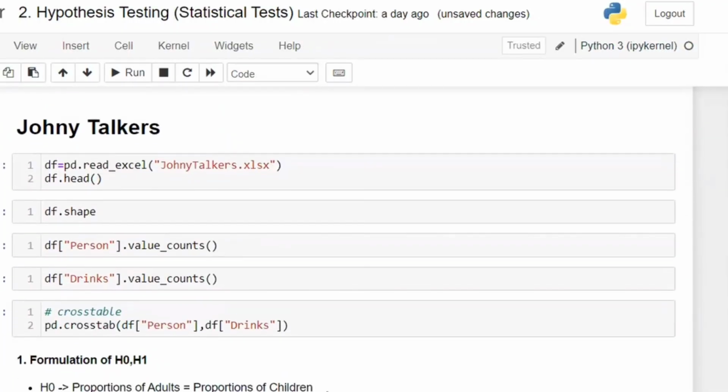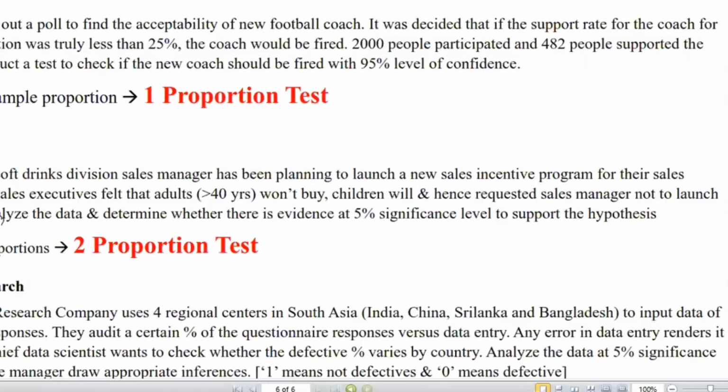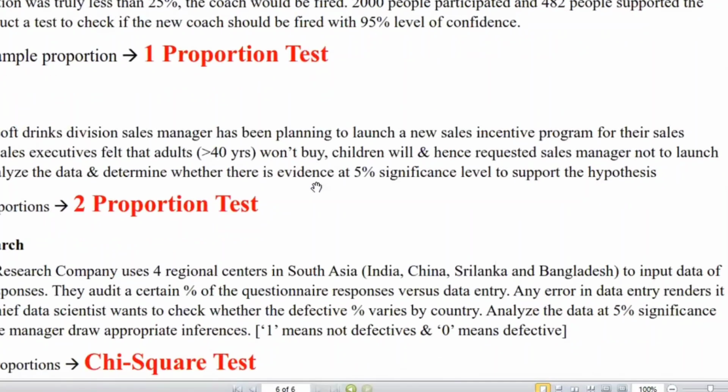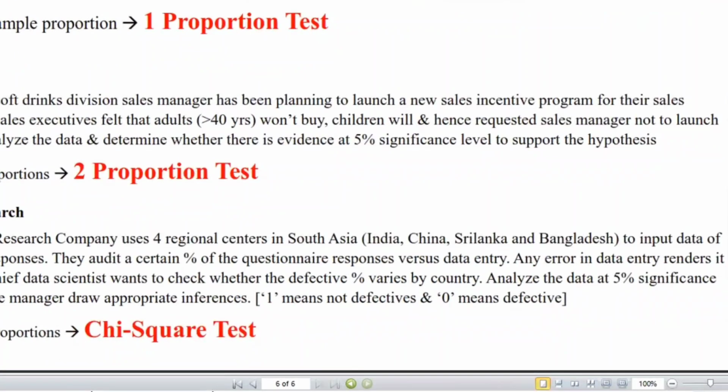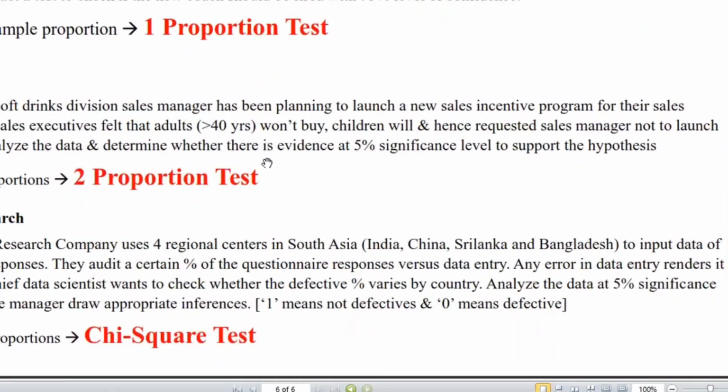Now, next case study, Johnny Talkers. It is not Johnny Walkers. It is only Johnny Talkers. Okay. This is with respect to soft drink. Okay. Johnny Talkers, soft drink. Okay, let us continue this one.